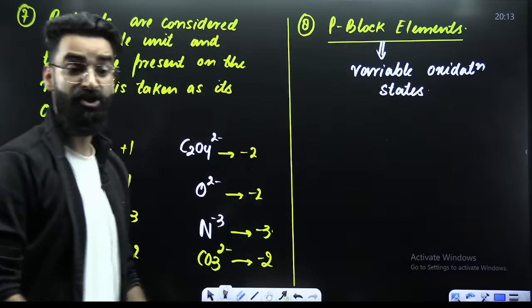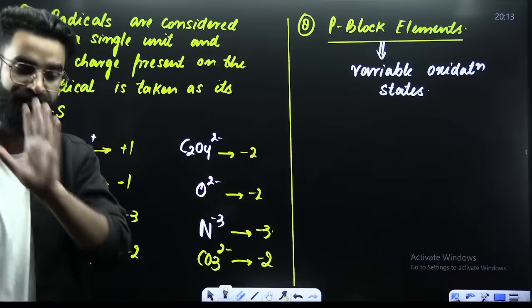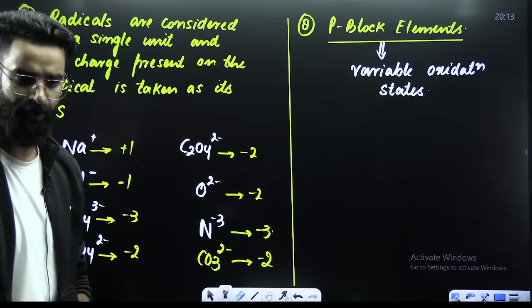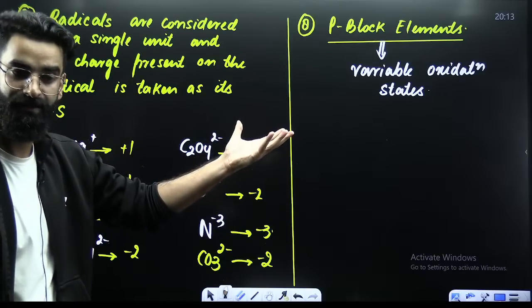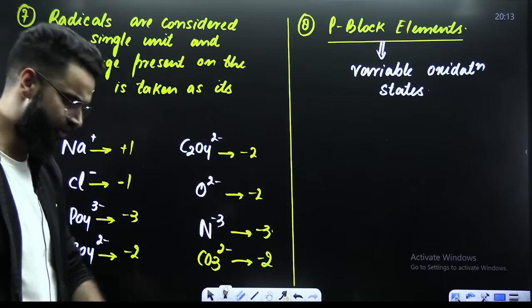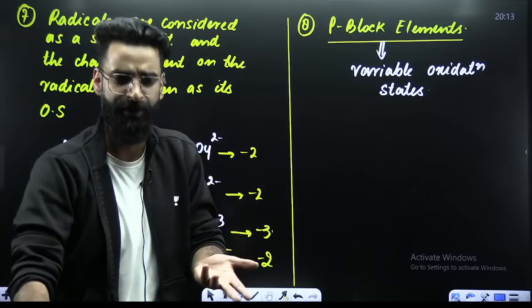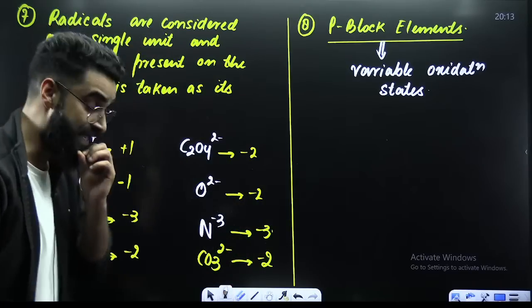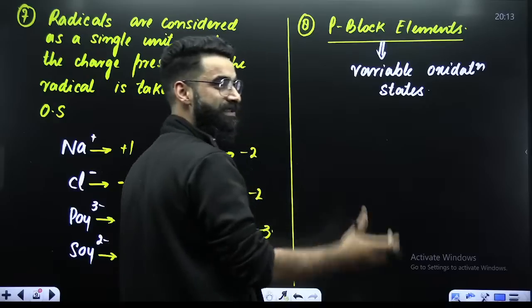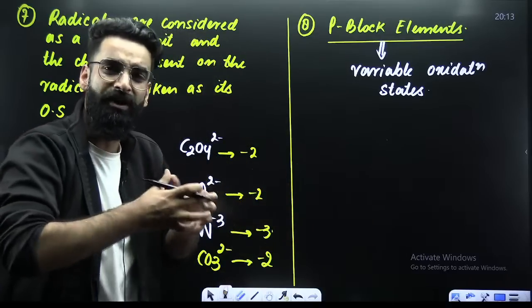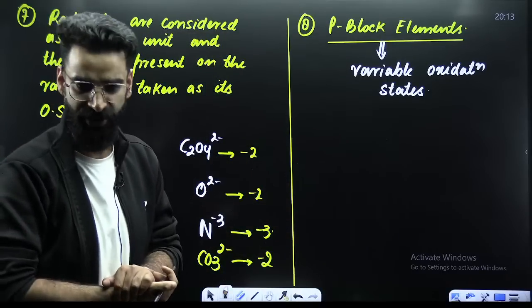P block elements, they show a range of oxidation states, right? They do not show just one oxidation state. They show more than one oxidation state, right? Now you should remember one thing about P block elements. What is that range of oxidation states? How do we get to know the range of oxidation states which a P block element shows?